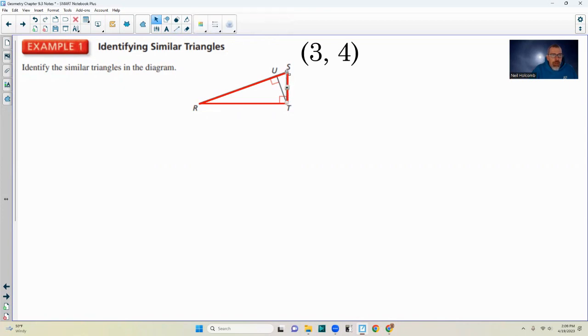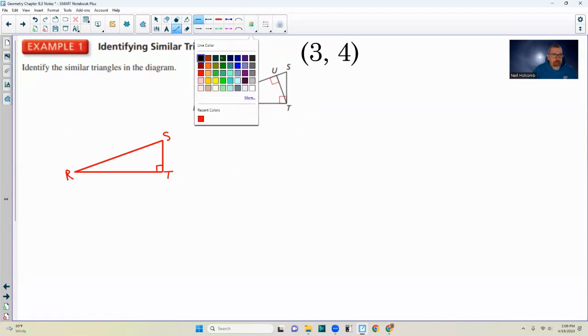Let's put that back, select this and group them. So there is the whole thing, and then I'm going to name it. This was S, this was T, and this here is R. And the right angle is right there, angle T. So that was the original. Then I'm going to do it again. This time I'll choose blue.